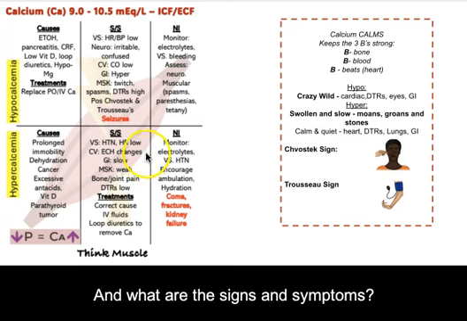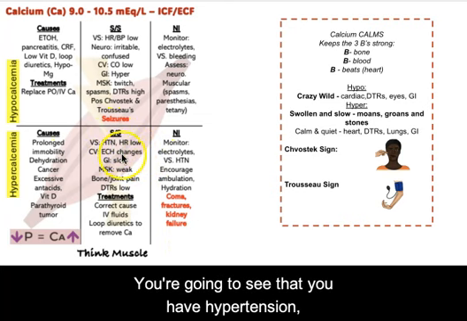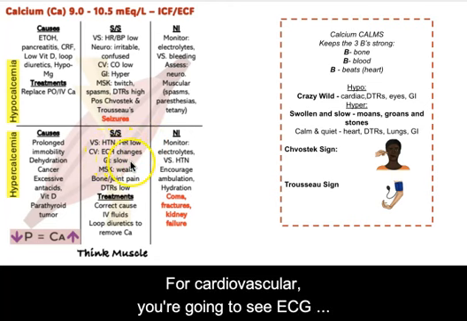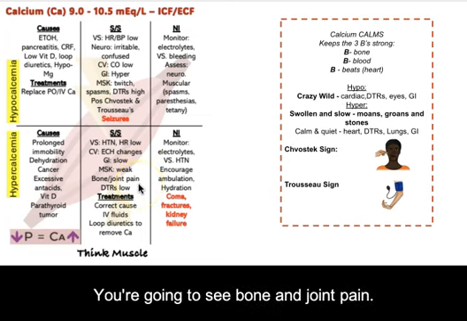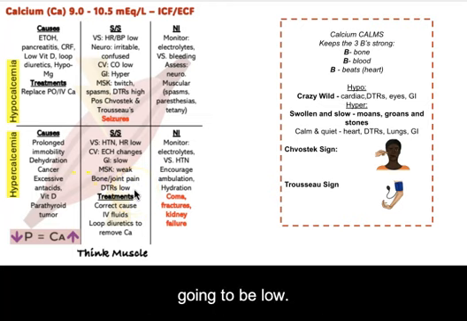And what are the signs and symptoms we're going to see? Vital signs, you're going to see that you have hypertension, your heart rate is low, okay? For cardiovascular, you're going to see ECG changes, not ECH, sorry, that's ECG changes. For GI, it's going to be slow. Musculoskeletal is going to be weak. You're going to see bone and joint pain. Your DTR, deep tendon reflexes, are going to be low.